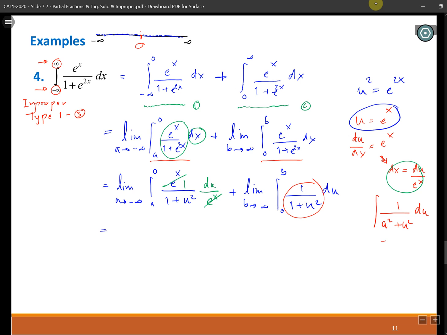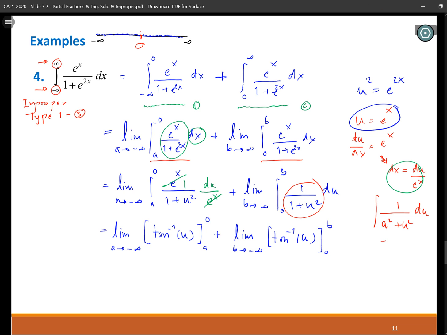So here we have this limit of a goes to minus infinity. Integrate this, we get arctan of u, and this has to be evaluated at 2 points, a and 0, plus another one, same thing, limit of b approaches infinity, also arctan of u, evaluated at 0 and b.